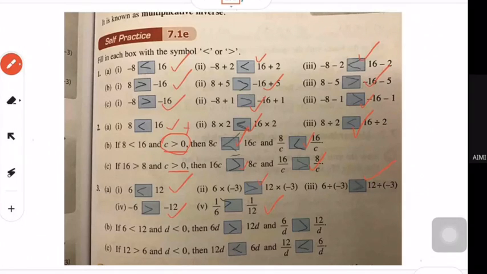B, 6 is less than 12, D is less than 0. It means D is negative. D is less than 0 means D is negative. So 6 multiply D, multiply by a negative. 6 times a negative number, so the sign will change. This one also the sign will change. Okay? Alright, easy right?